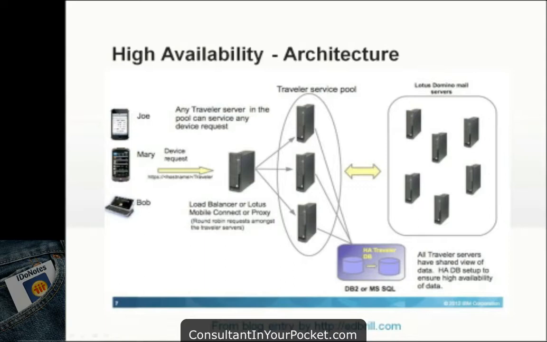Now they are doing the polling of the target servers, as in the target mail servers, but if one of them goes down, every Traveler server in the pool knows exactly what its combined job is. So even if you lose 2 of those 3 Traveler servers in that pool, the final server will continue to poll all the target mail servers and process mails.